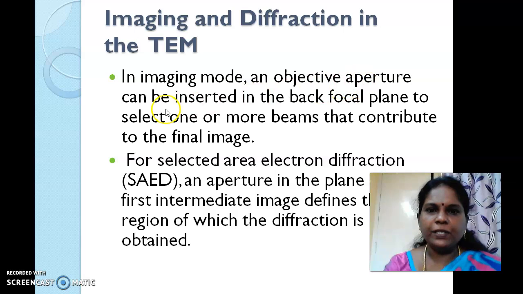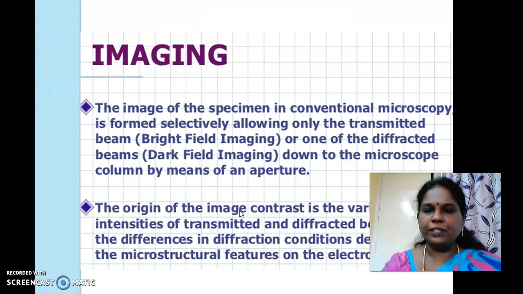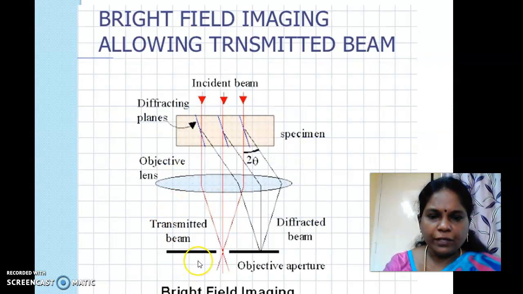An objective aperture can be inserted at the back focal plane to contribute to the final image, and the SAD aperture can be kept at the first intermediate image. That defines the diffraction pattern. Imaging can be of two types: bright field imaging and dark field imaging. In bright field imaging, we are just allowing the transmitted beam to pass through by placing the objective aperture and blocking the diffracted beam.